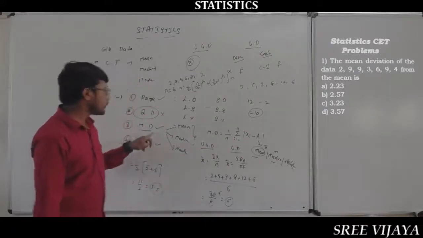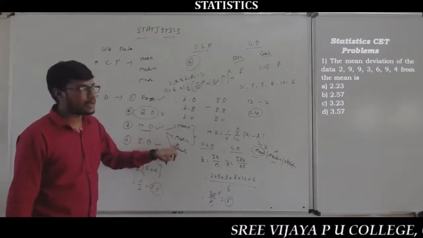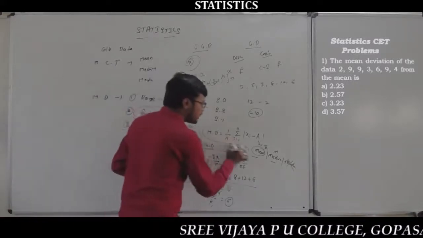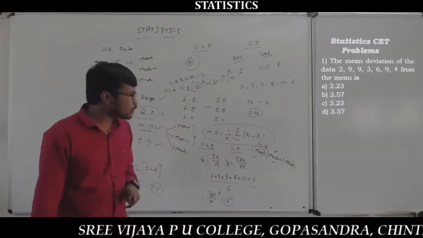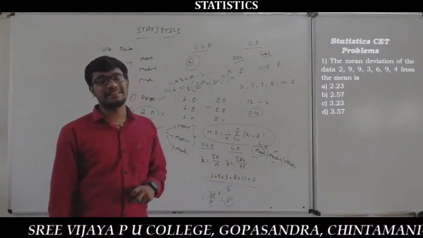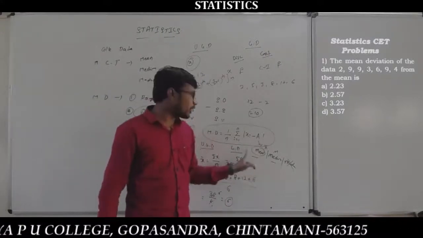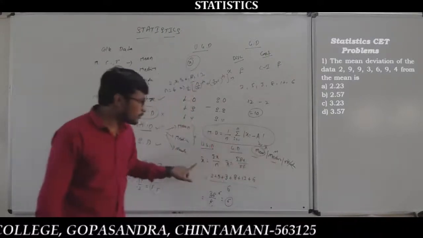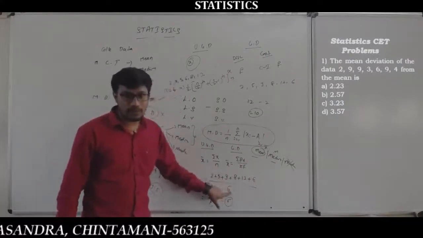Okay, so this is how to find the mean deviation by using mean and by using median. The main formula is mean deviation equals 1 by n summation of i equals 1 to n modulus of xi minus a. That a is either mean or median. So you know how to find mean and median. To find the mean, summation of x by n, adding all the observations by the total number of observations.